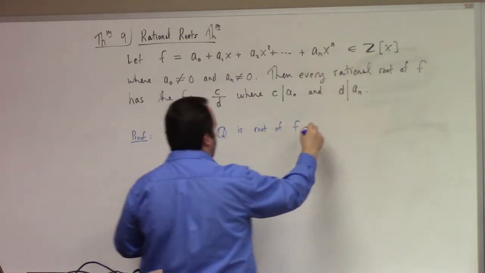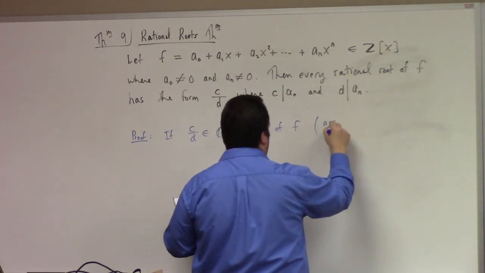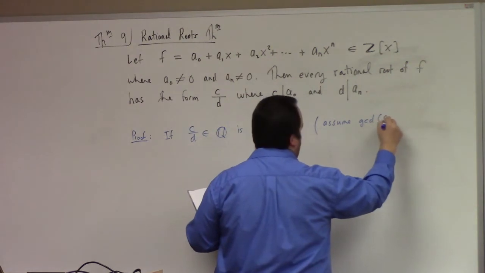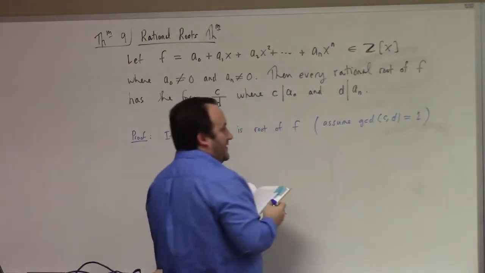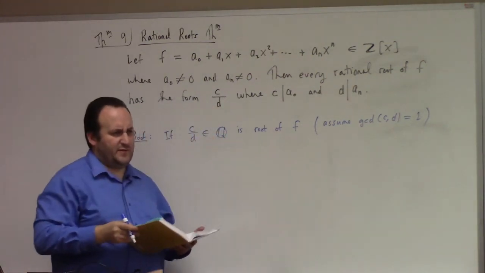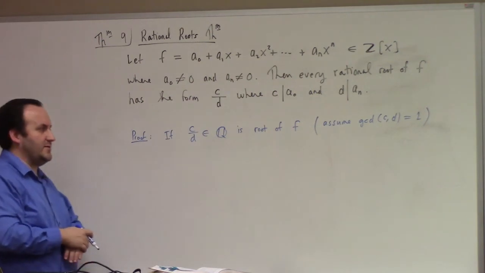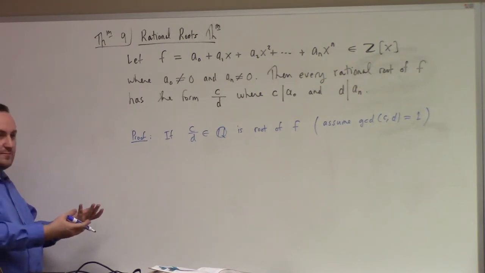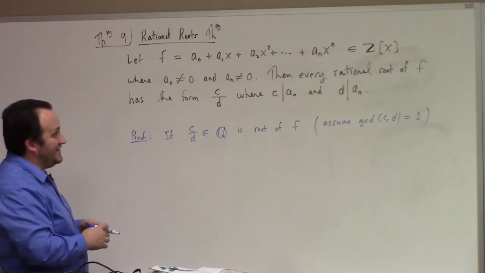And what do we want to assume? Yeah, assume that the GCD of C comma D is what? Right. In other words, if it's 4/6, we reduce it to 2/3. Make sure it's already in lowest terms. If that is a root of f, what does that mean? That means if we plug that in, we get 0, right? So we feed it to the evaluation homomorphism, which naturally extends.